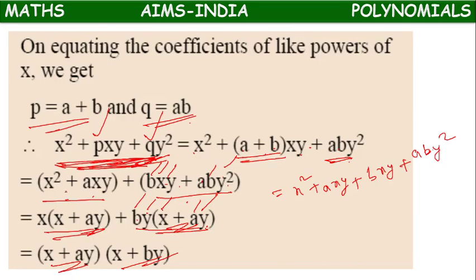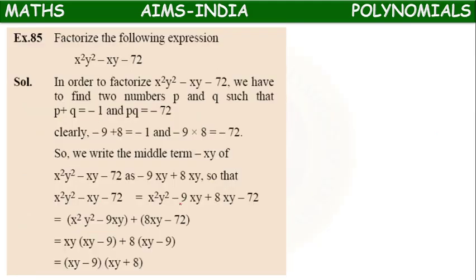So these 2 are the factors. x plus ay, x plus by. These 2 are the factors. So indirectly we are finding the factors. Okay. So next, factorize the following expression.